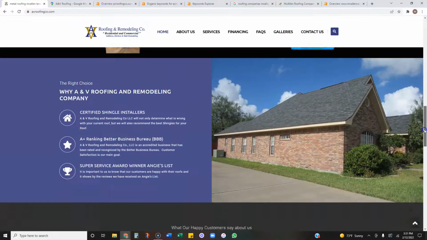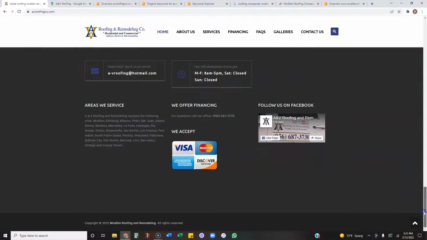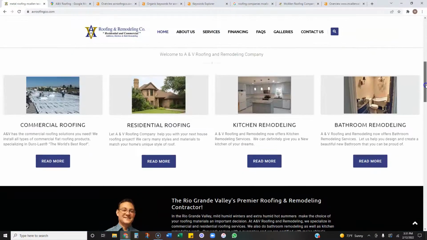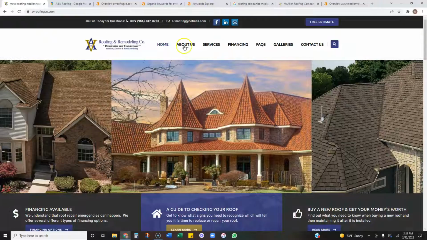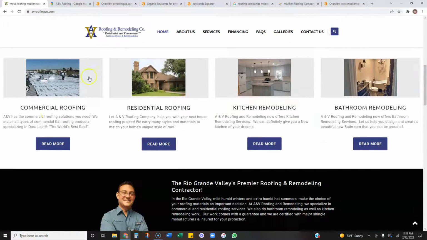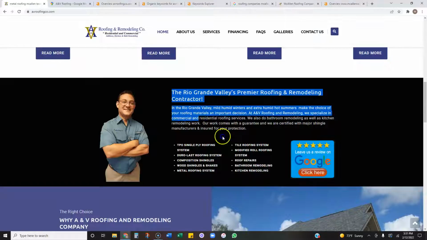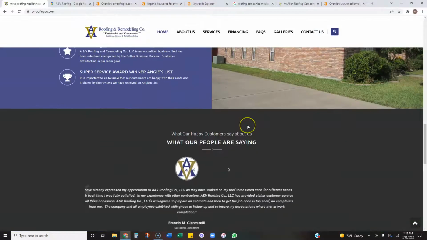Looking at your site, you guys are doing a really good job in a lot of things. Your site's really well put together. It looks fantastic. There's not too much here in terms of aesthetics that I would definitely change. I would say that there's not a ton of content here, and content is important for a couple of reasons.